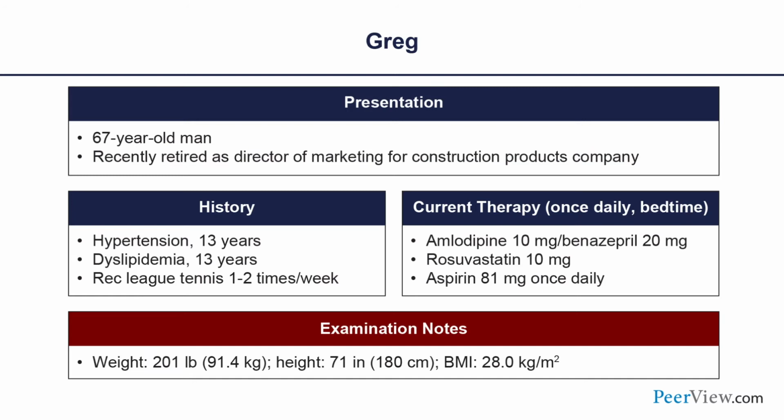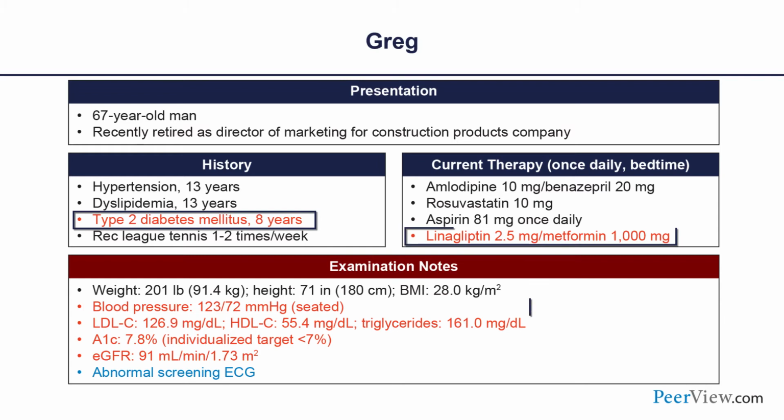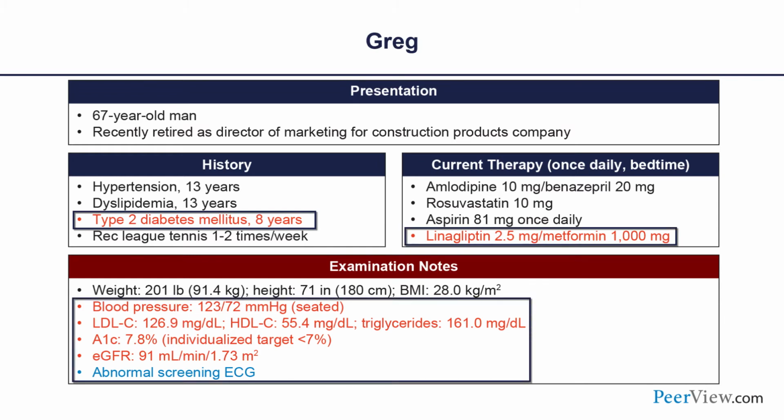Greg is a recent retiree with long-standing dyslipidemia and hypertension and is overweight with a BMI of 28. He's just taking 3 pills a day, one for blood pressure, a statin to reduce cholesterol, and a baby aspirin. Greg participates in recreational league tennis. We don't yet know what his blood pressure and lipid profile looks like. So you have chosen a scenario with a complicating variable, type 2 diabetes mellitus, and a decision point of an abnormal electrocardiogram. What are some of the features that we should think about in this particular case?